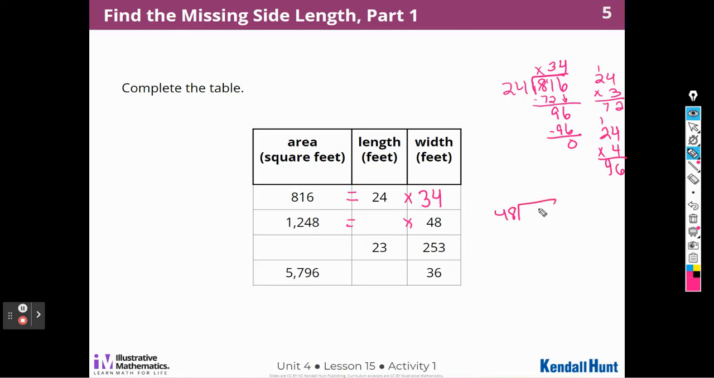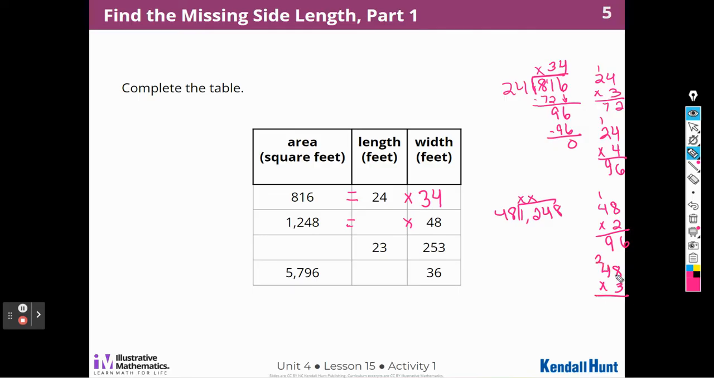48 goes into 1,248. Well, 48 will not go into 1. There are no 48s in 12. So how many 48s are in 124? I'm going to try 48 times 2 to begin. 2 times 8 is 16. 2 times 4 is 8, plus 1 is 9. That seems a little low, so I'm going to do 48 times 3.